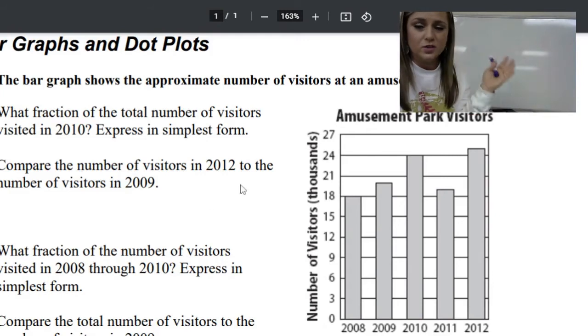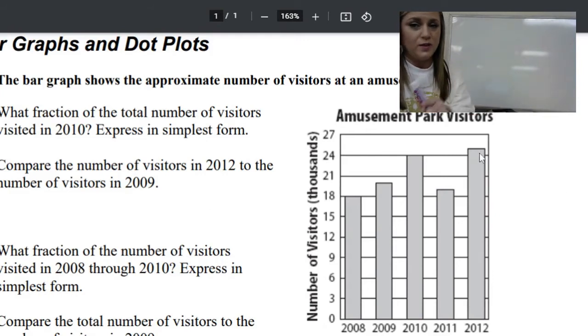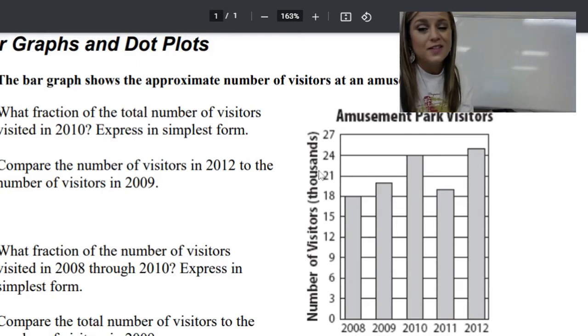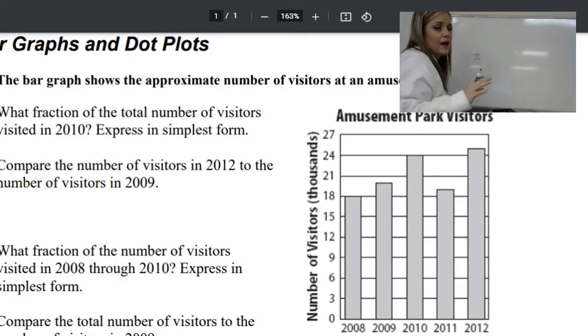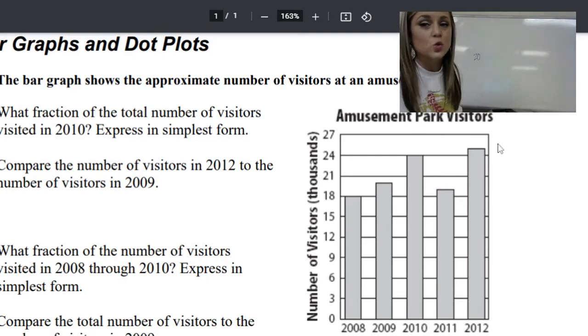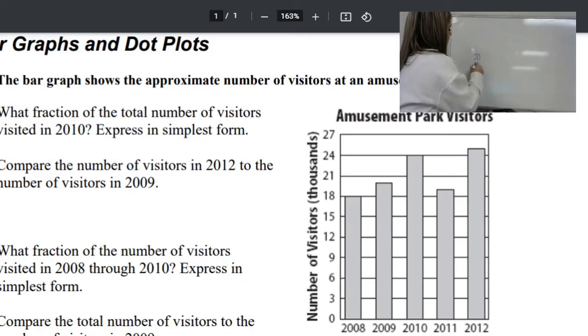So hold on, let's look at 2012. Here's 2012. That was the most visitors. And then here's 2009. So they want to know how many times there's this many visitors in 2012 than 2009. So we're going to look at 2009. I would say that's 20,000 visitors. And if I look at 2012, that looks like 25. So 2009 is 20 and 2012 is 25.